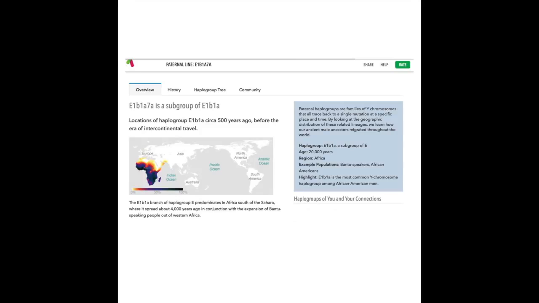So it says E1b1a is the most common Y chromosome haplogroup among African American men. So of course this was something that was totally expected, but we were definitely trying to look more at what parts of Africa the DNA could be traced to.